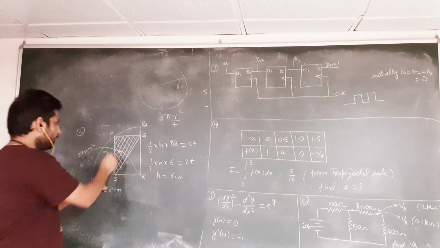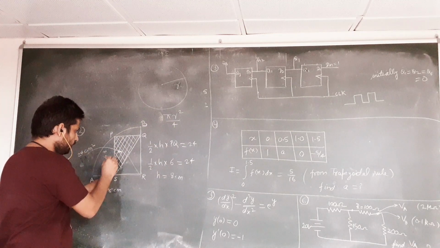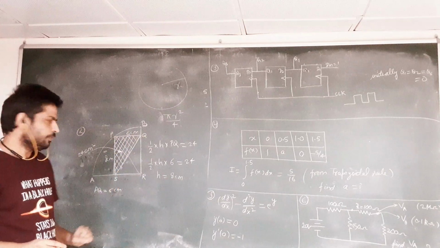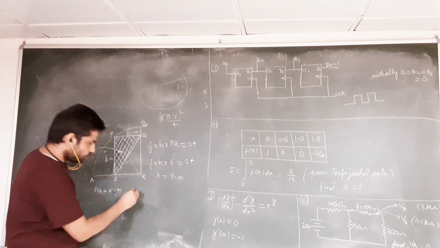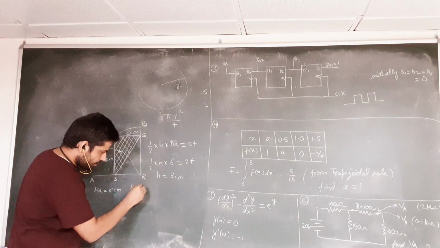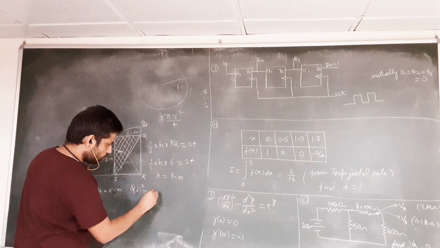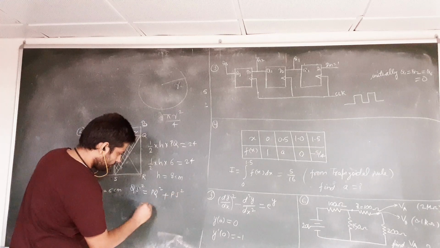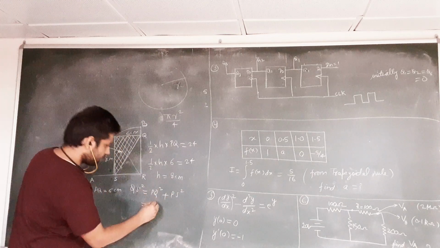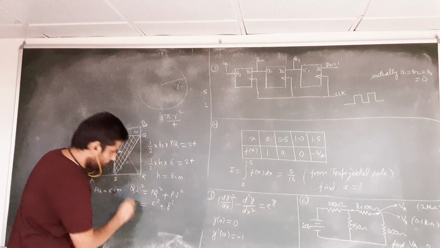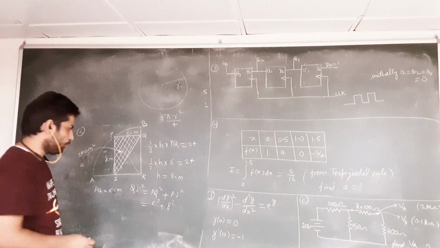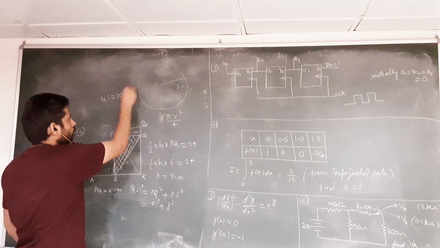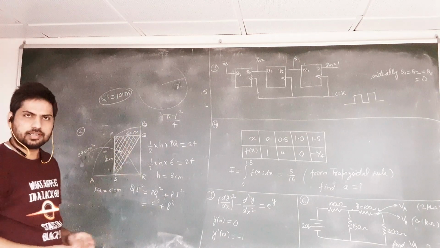Now we know this PS distance, that is 8 centimeter. We know this PQ distance, that is 6 centimeter. Using the Pythagoras theorem, we can find this QS distance. So QS square equals PQ square plus PS square. So PQ is 6, that is 6 square plus 8 square. If we calculate this and find the square root, this QS will be obtained as 10 centimeter. So this is the radius of the circle.